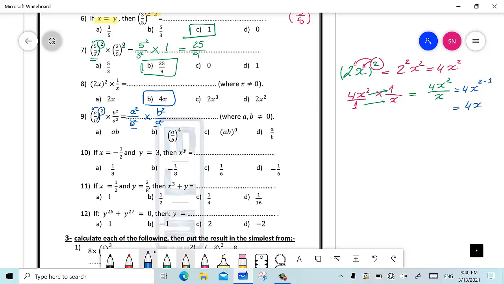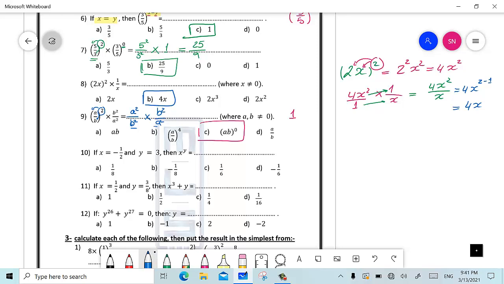And I know that any fraction multiplied by its multiplicative inverse, or any number multiplied by its multiplicative inverse, the answer is always going to give me 1. If I look here at the choices, I don't have 1, but I have here a over b all raised to the power of 0, and I know that anything raised to the power of 0 is equal to 1, so this is the correct answer.